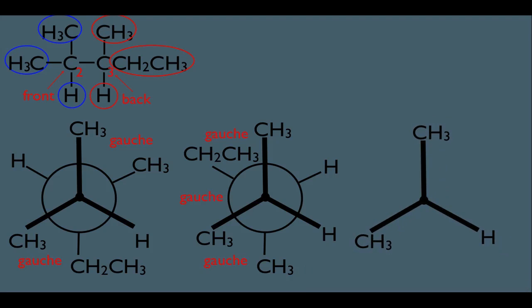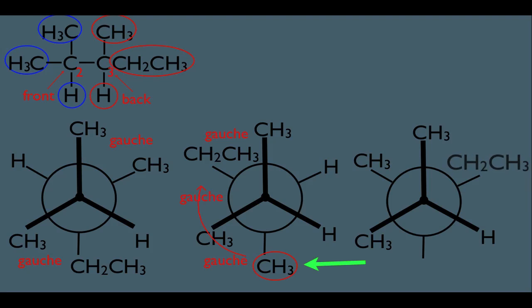Again, we place our front carbon in the same arrangement. We put our back carbon nice and staggered. And again, remember how it works. This methyl right here, we're going to rotate now up to this position over here where the ethyl once was. And what that gives us is the methyl is now here. And that causes the ethyl to now move over here. And that moves the hydrogen now down here.